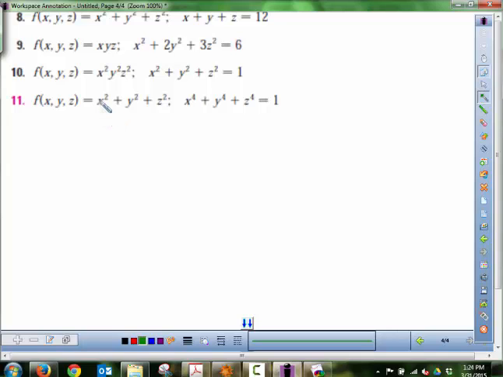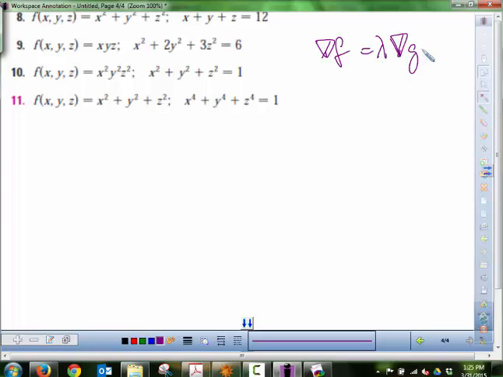All right. So this is our issue. Now, like I said, the same idea applies, except these are level surfaces. You have to consider a level surface, and you can look at this as a level surface of some other 4-dimensional function. But still, the gradients are going to be collinear. So we're still going to come up with the same equation. The gradient of f is equal to lambda times the gradient of g.